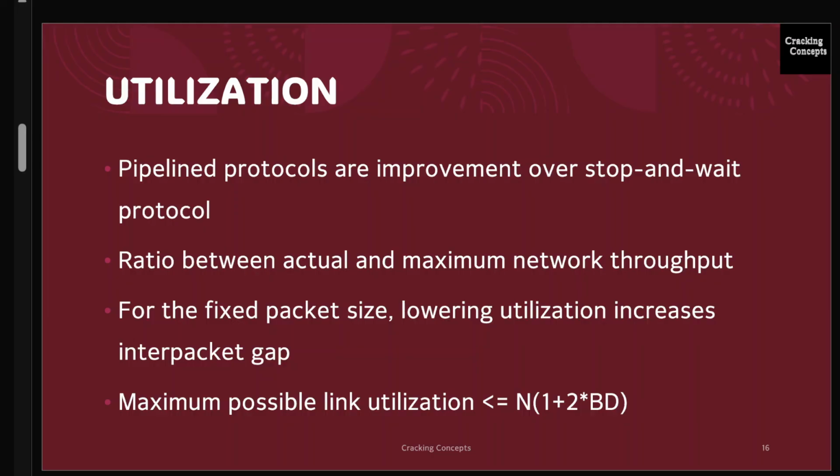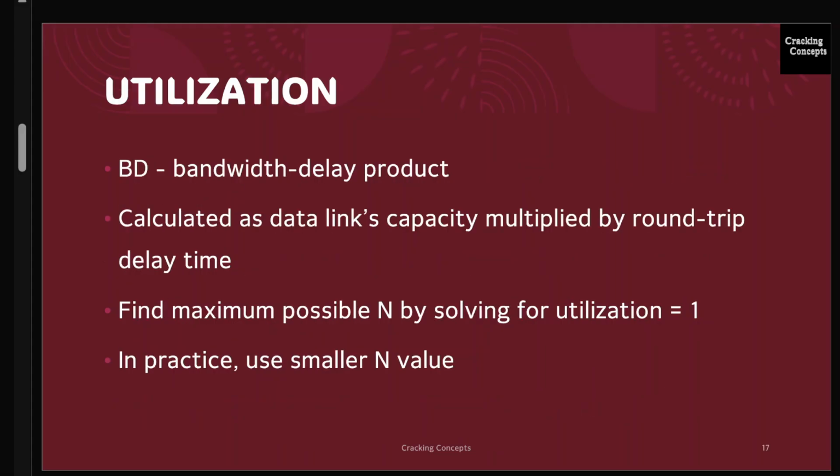Utilization is the ratio between the actual and the maximum network throughput. For a fixed packet size or a constant bitrate stream, lowering the utilization will increase the inter-packet gap. Therefore, the maximum possible link utilization, disregarding any overhead, can be given by utilization less than or equal to N/(1+2·BD). Here, BD is the bandwidth delay product, representing how much data can be carried over the link at a given time. It is calculated as the data link's capacity multiplied by the round trip delay time.